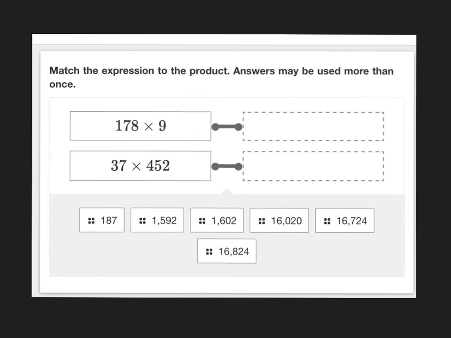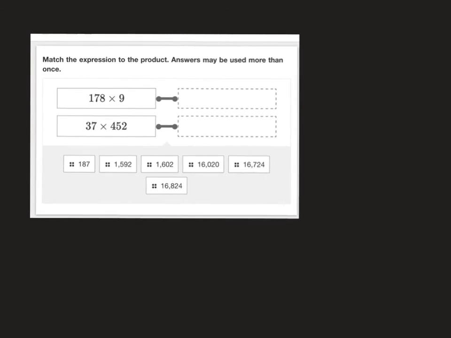All right, this next one, I just want you to see different types. This would be one where you'd have to drag from the bottom up into the box after you have multiplied it. I am going to shrink this a little bit and bring it over to the side so that we can multiply these. The first problem I'm going to multiply is 178 times 9.